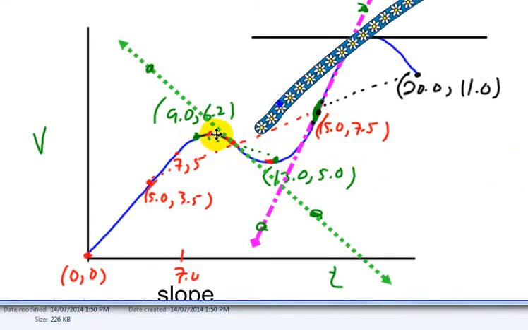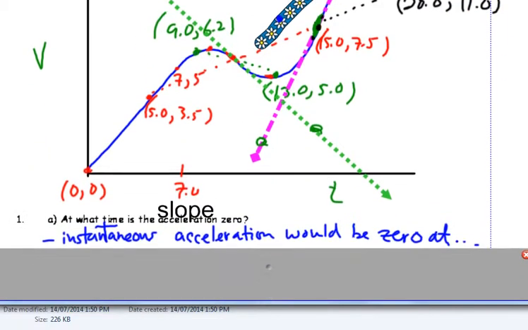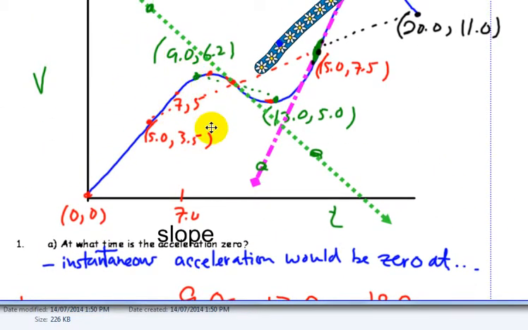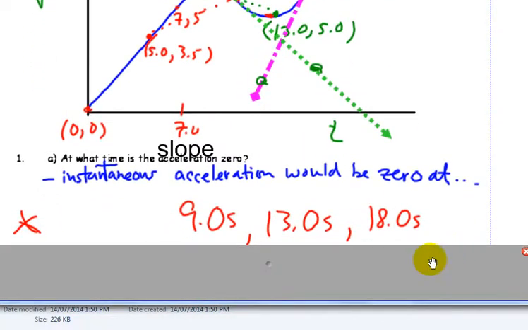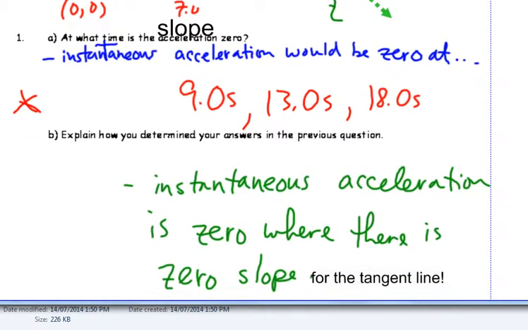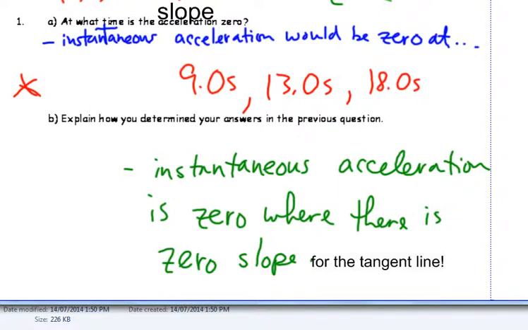If I was to draw a tangent line at this point here, that would be a flat line. Over here, flat line. And over here at the top here, that's a flat line too. So 3 different sections there. And those all correspond to 9, 13, and 18. So 9 seconds, 13 seconds, 18 seconds, where those tangent lines would have 0 slope. So I kind of explained that already there. Instantaneous acceleration is 0 where there is a 0 slope for the tangent line. Okay?